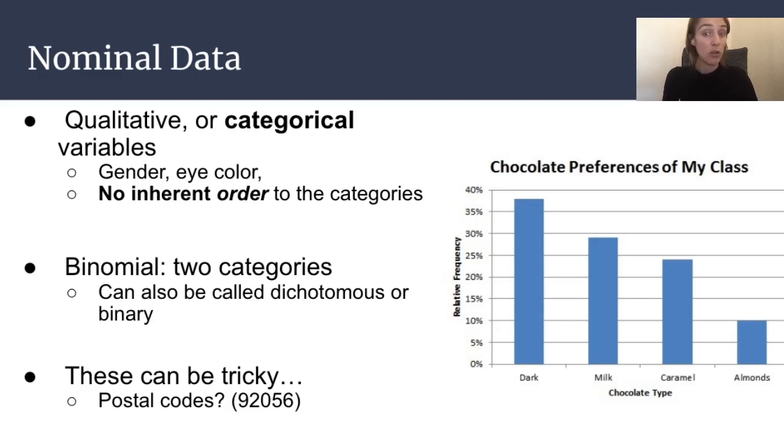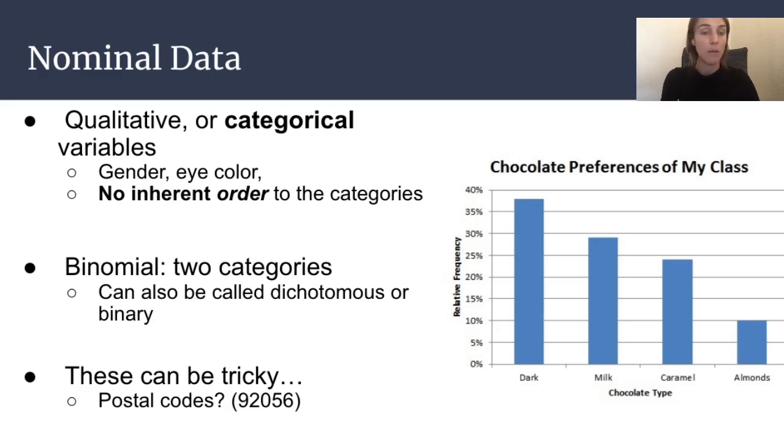We have a few other words for this, okay? So we have binomial. This can also be called dichotomous or binary, just for some extra confusion. We have three terms for the same thing, but again, prefix bi meaning two, dichotomous also meaning two, and binary, kind of like our computer language, which will come into play later when we're starting to work with computer software to take a look at data.